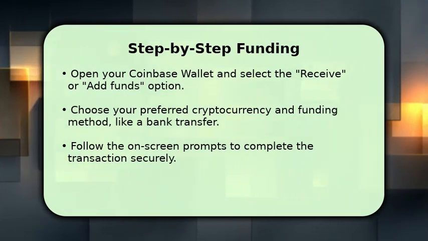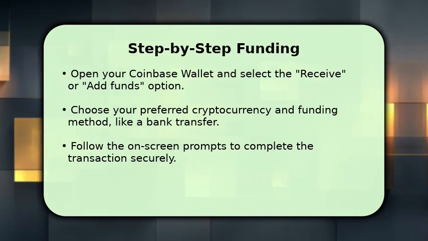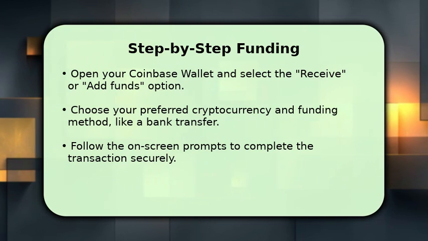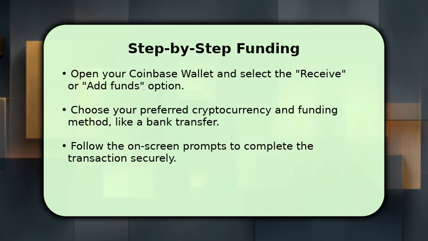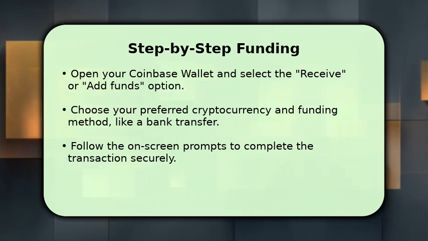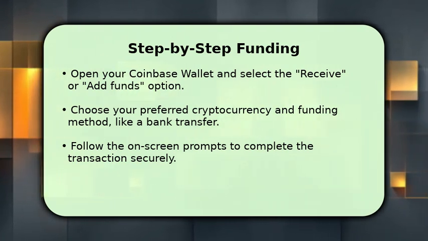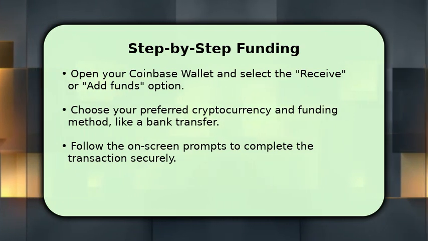Open your Coinbase wallet app and look for the Receive or Add Funds button, usually prominent on the main screen. Next, select the specific cryptocurrency you wish to add and your desired funding method, such as a bank transfer or debit card. The app will then guide you with clear, on-screen instructions to securely finalize your transaction. It's a simple process designed for ease of use.